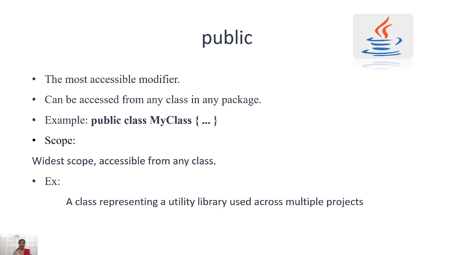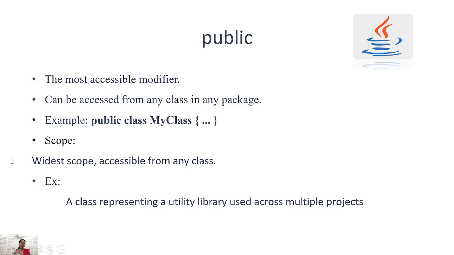First one is public. As the name suggests, public is the most accessible modifier. We have public parks and public locations where we can go without any permission. So in Java, we have a public modifier which can be accessed from any class, from any package. So that is the public access modifier.